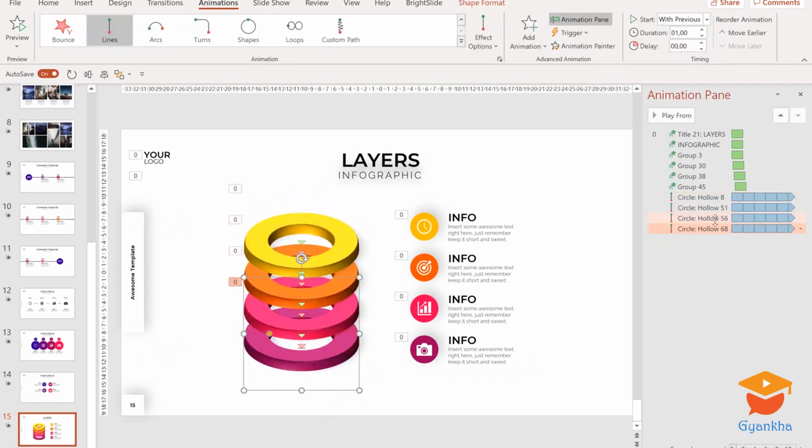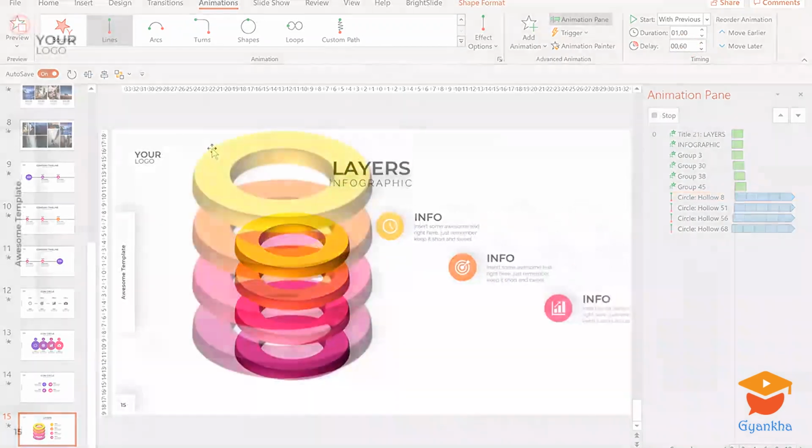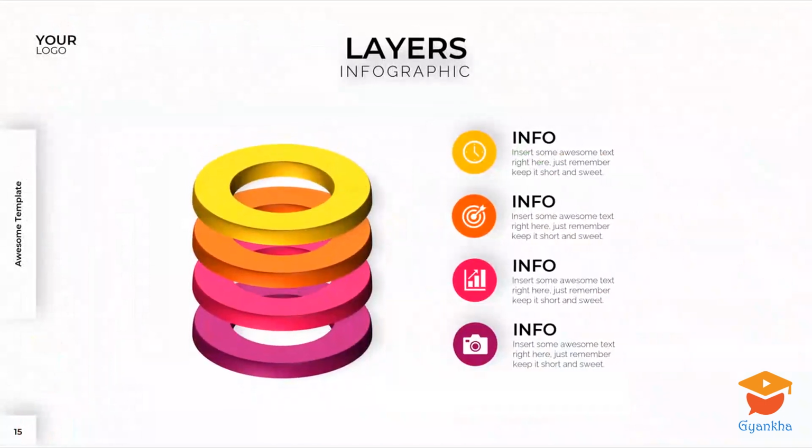So this bottom shape should come first, then this purple shape, then the orange, and then the yellow shape. Okay, so let's add the delays respectively. And this is how the final result looks like.